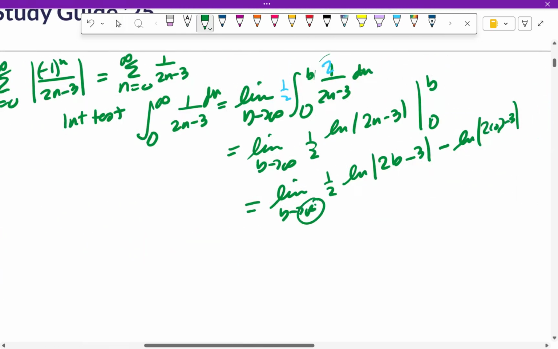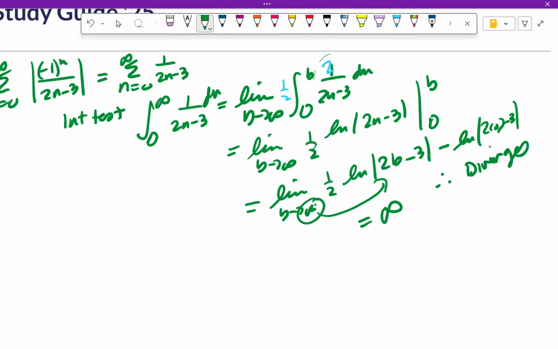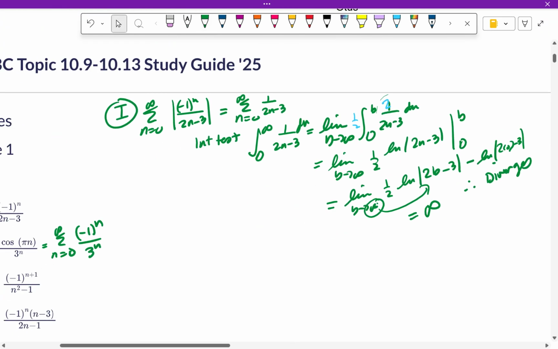Ultimately, when I take infinity and plug it in there, what's this whole thing going to equal? Infinity. So what does that mean happened on the integral test? It diverges. Here's the thing: I know that the absolute value of the series diverges. That doesn't mean that the series necessarily diverges. It just doesn't converge absolutely. So this is either diverges overall or converges conditionally.